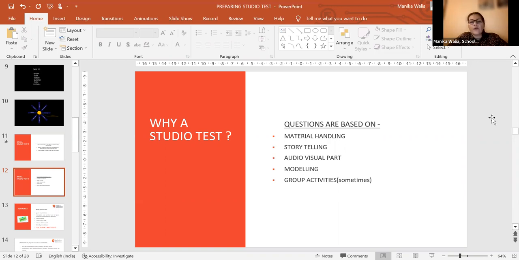Now, the second important point to consider is also the narrative, the kind of story you want to tell by using that material. They'll give you some visuals, which are basically the TAT, the Thematic Apperception Test, and you have to come out with a narration, a story, where you have to tell them what others cannot see. That's how they judge your creative ability. There could be some audiovisual part, and there is also some part where you are developing a character or doing some kind of modeling. At times, there could be a group activity.